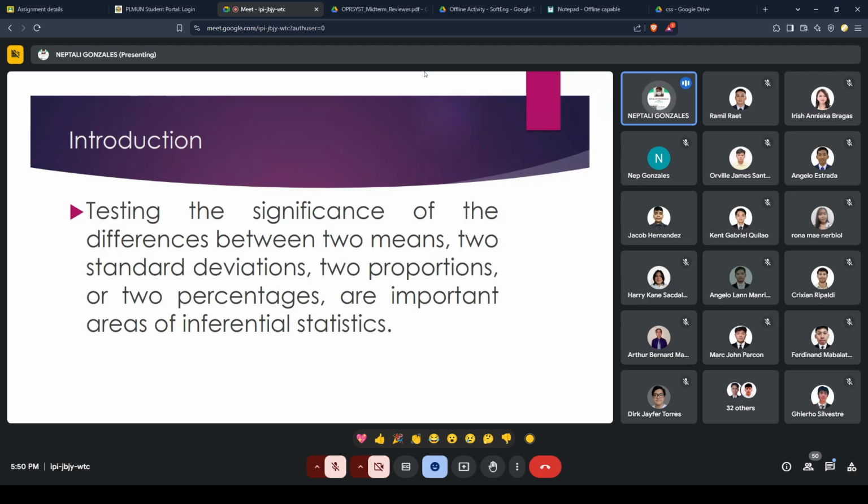Testing the significance of the differences between two means, two standard deviations, two proportions, or two percentages are important areas of inferential statistics. So mostly, inferential statistics use the following: differences between two means, two standard deviations, two proportions, or two percentages.